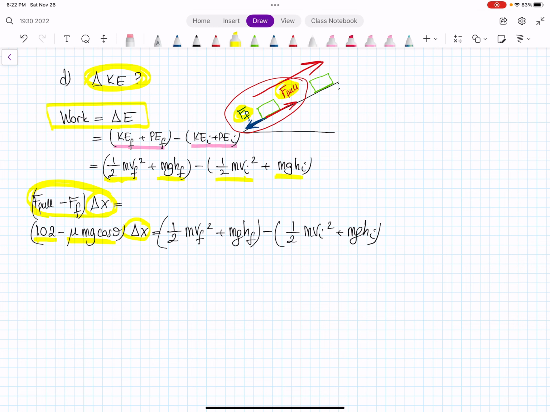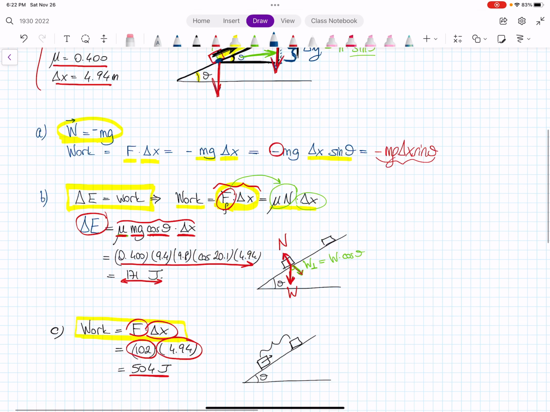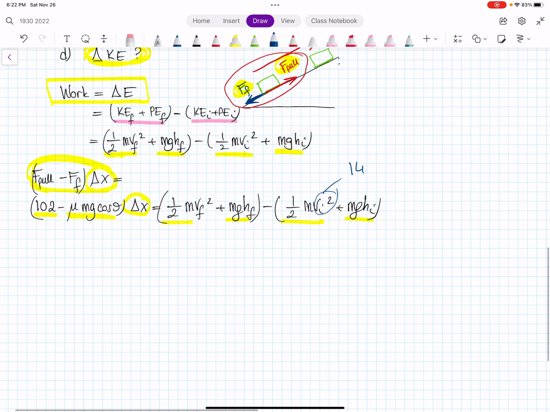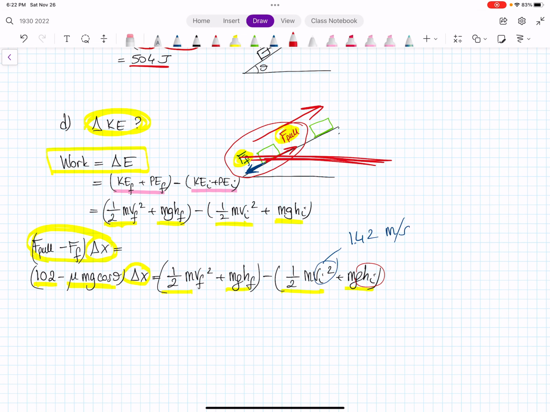On the right side of the equation, you have 1/2 mv final squared, mgh final, 1/2 mv initial squared, mgh initial. Now, what is the initial velocity? The problem has given you the initial velocity, 1.42 meters per second. What is the initial height, everybody? You can always take your initial height to be 0. You can take that line that I showed you in red as the reference line to make your life easier. This line here, take to be h equal to 0.